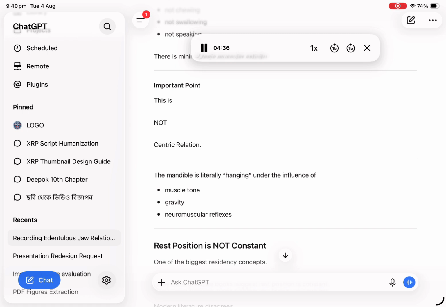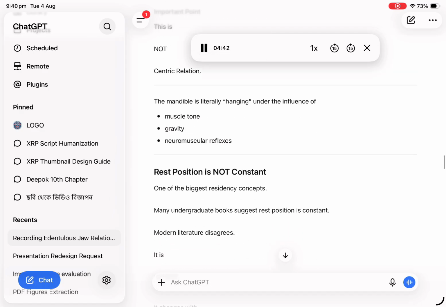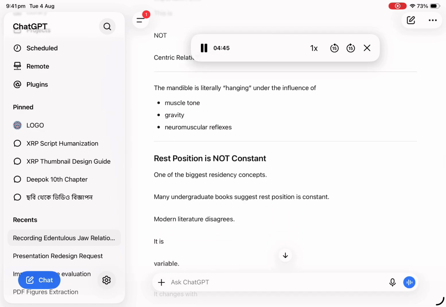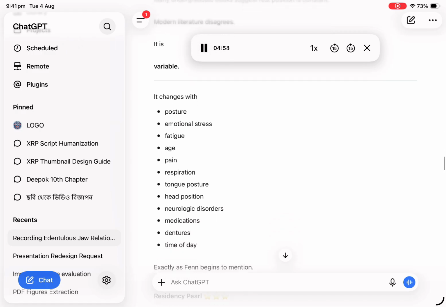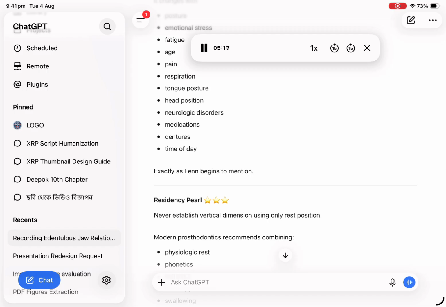Rest position is not constant. One of the biggest residency concepts. Many undergraduate books suggest rest position is constant. Modern literature disagrees. It is variable. It changes with posture, emotional stress, fatigue, age, pain, respiration, tongue posture, head position, neurologic disorders, medications, dentures, time of day, exactly as Fenn begins to mention. Residency Pearl: never establish vertical dimension using only rest position. Modern prosthodontics recommends combining physiologic rest, phonetics, aesthetics, facial appearance, swallowing, patient's comfort, closest speaking space, previous records, when available.